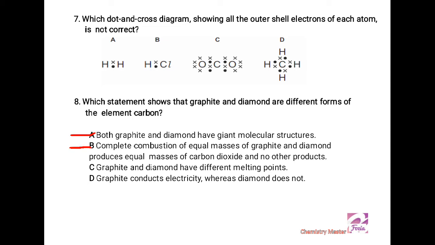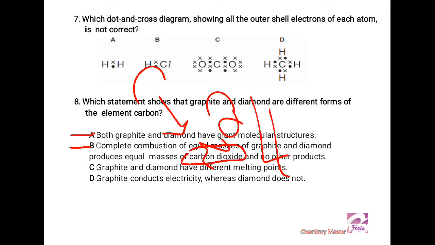B. Complete combustion of equal masses of graphite and diamond produce equal masses of carbon dioxide, means they have carbon in them, and on complete combustion they are producing carbon dioxide. Yes, that is a chemical reaction which proves the presence of element carbon in the sample.